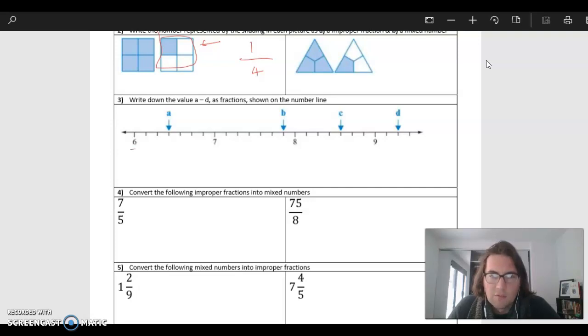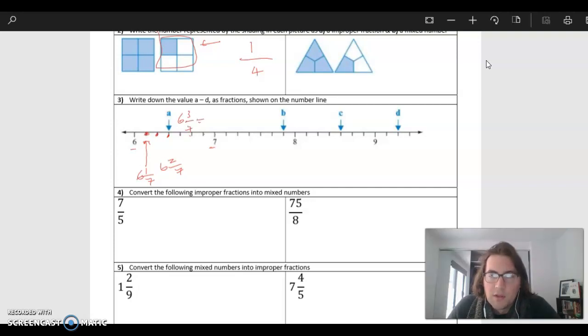So if I count from 6 to 7, I can count 1, 2, 3, 4, 5, 6, 7 pieces, okay? So that means that this dot here is going to be 6 wholes and 1/7, okay? This dot here is going to be 6 wholes and 2/7, okay? That dot there will be 6 wholes and 3/7, because there's 3/7 along the number line.